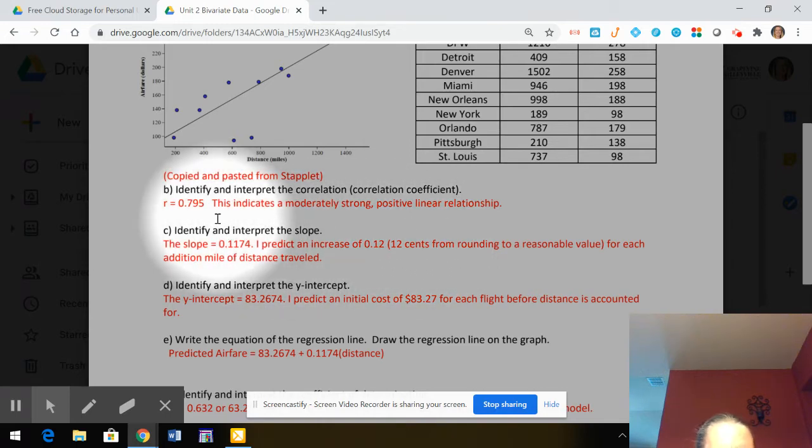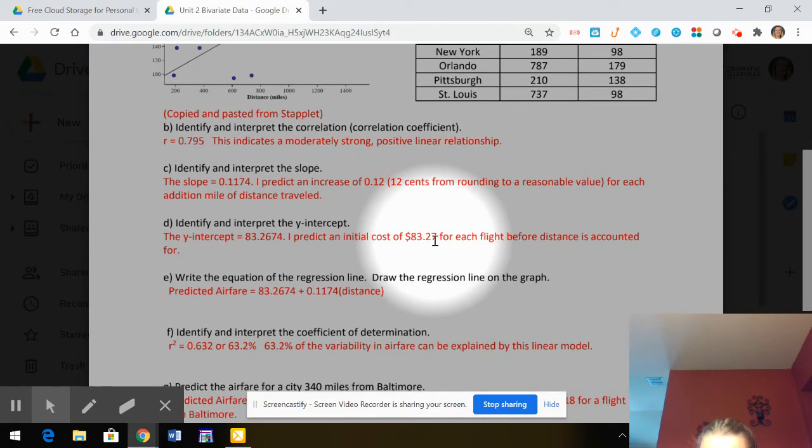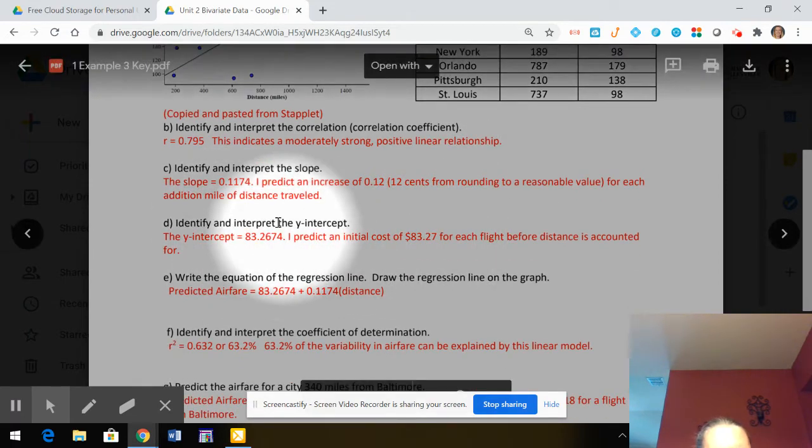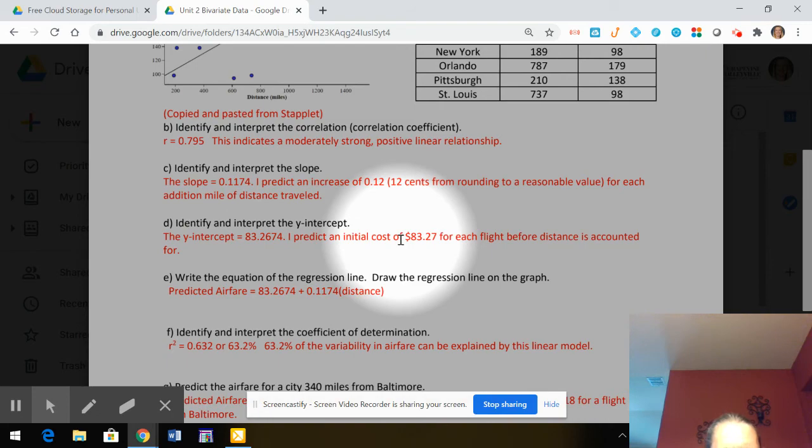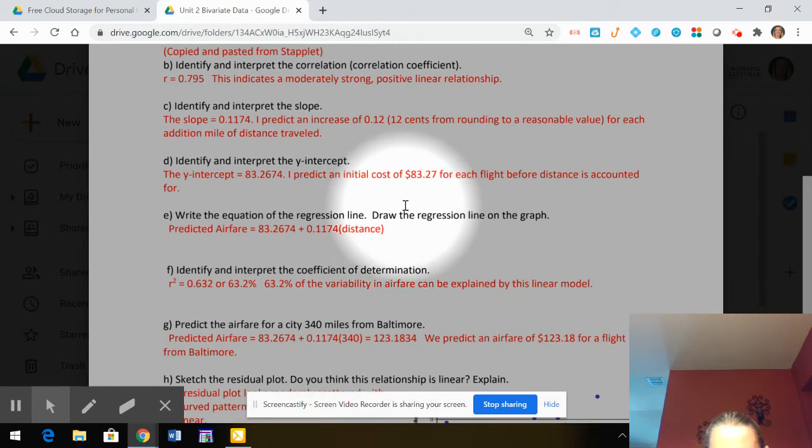Okay, my slope, and it's fine since your y is in dollars and cents for you to round this off, okay, because it makes a lot more sense that way. So we predict an increase of about 12 cents for every additional mile of distance that the plane travels, okay. This y-intercept would make sense as an initial cost. So notwithstanding the distance that we go, this is kind of the initial cost of the airfare before we talk about adding a distance on, okay?